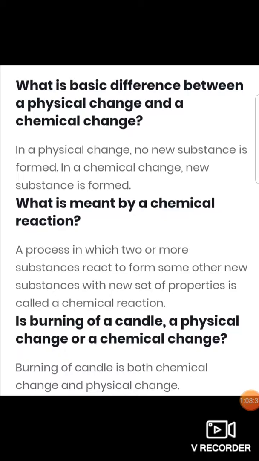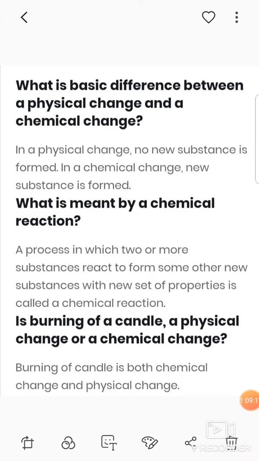What is meant by a chemical reaction? A process in which two or more substances react to form some other new substance with a new set of properties is called a chemical reaction. For example, if I take a paper and I burn it, I will get ashes. So that is a completely new substance formed after the reaction. That is CO2.